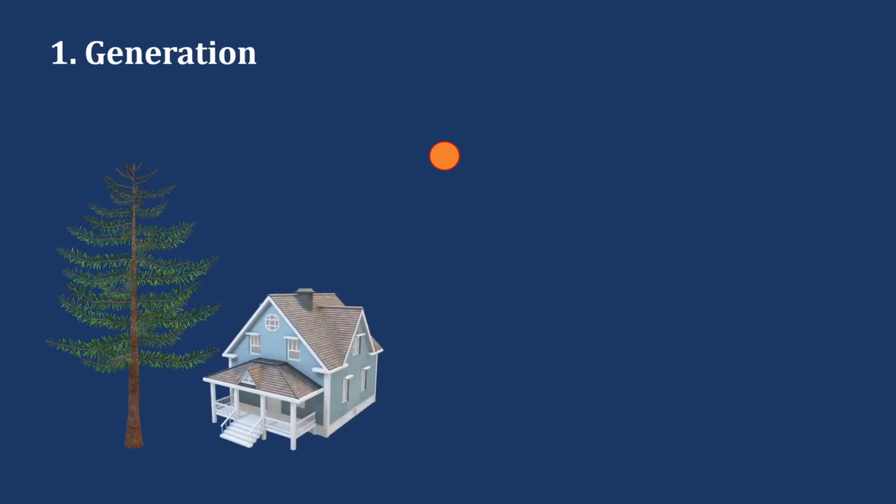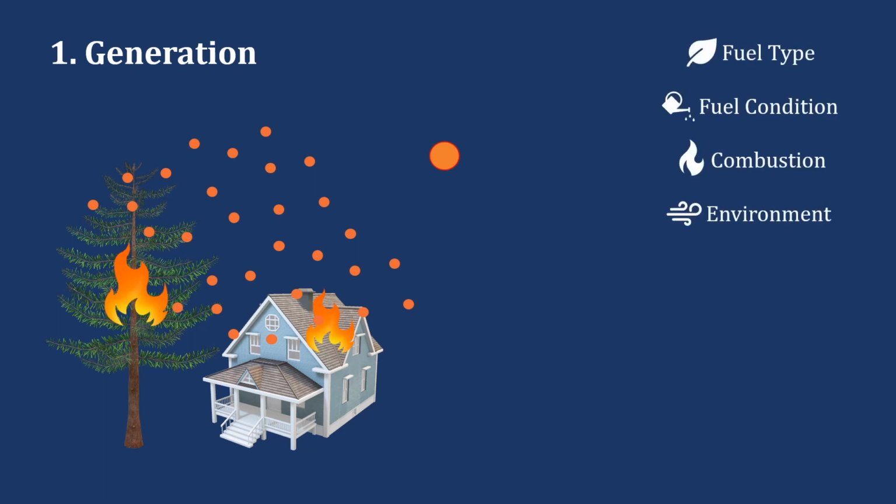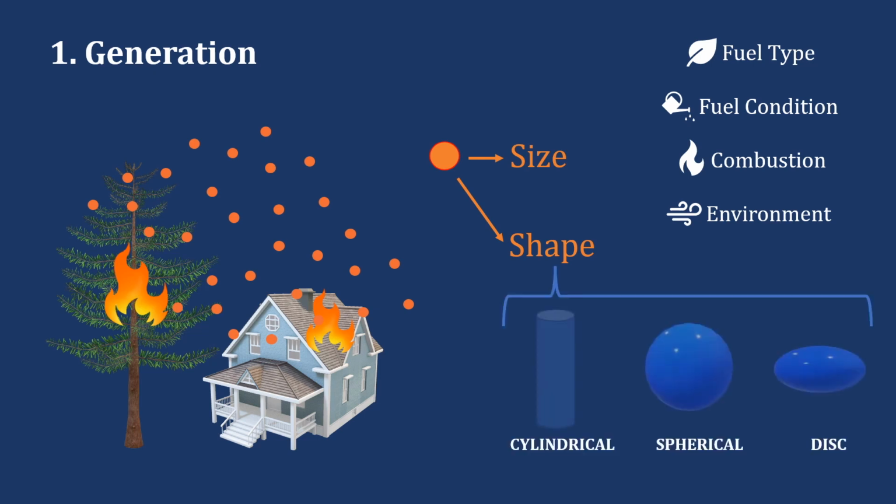As fire burns these fuels, it disintegrates their original structure, and the fire-induced plume can break off small particles which continue burning independently. The type of fuel, the conditions of fuel, the fire conditions, and the surrounding environment can all impact the number, shape, and size of embers generated. Researchers have observed and modeled embers as having cylindrical, spherical, or disc shape.